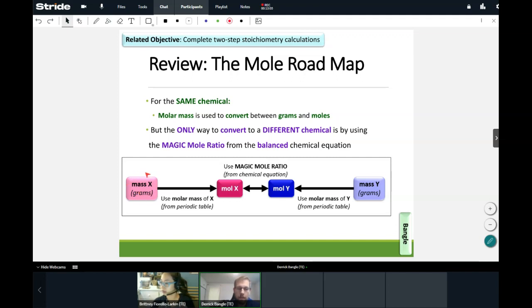Something like 10 grams of water, then all we would need to convert it to moles of water is to calculate the molar mass for water itself, right? And we can always just convert between moles and mass, vice versa, as much as we want. But the only way to convert between moles of different substances or compounds, between mole of X and mole of Y, is using that magic mole ratio.